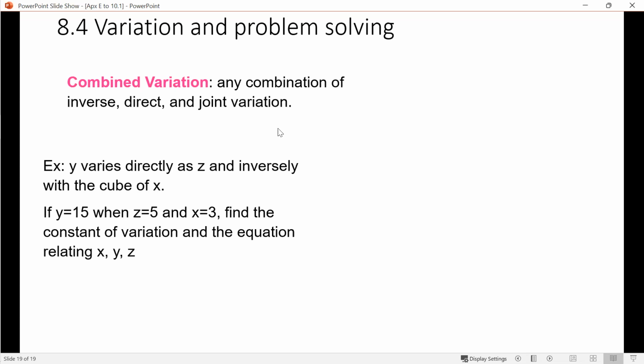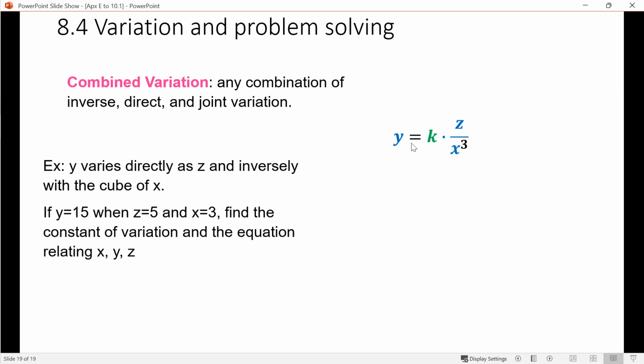Now let's go on to combined variation. Combined variation is just any combination of inverse, direct, and joint variation. So there's no fixed formula for this. This one, you're going to have to come up with your own formula. So in our example, they say that y varies directly as z and inversely with the cube of x. So we're going to come up with this formula.